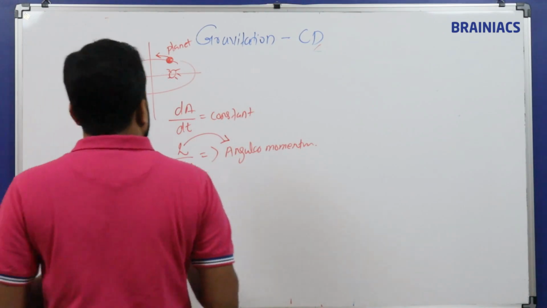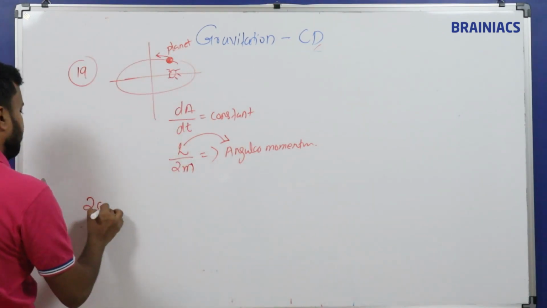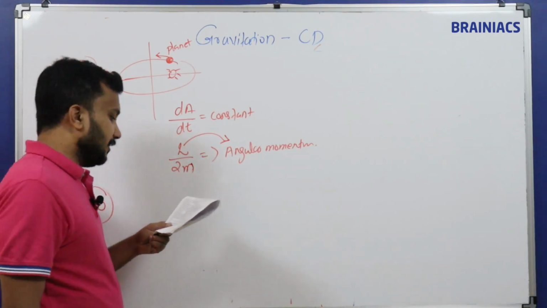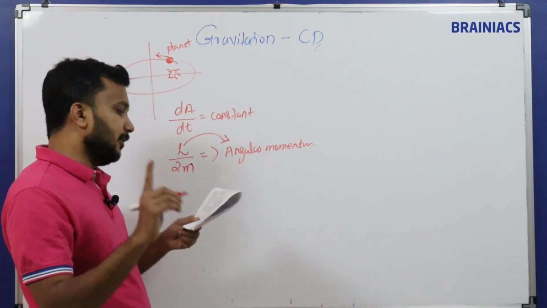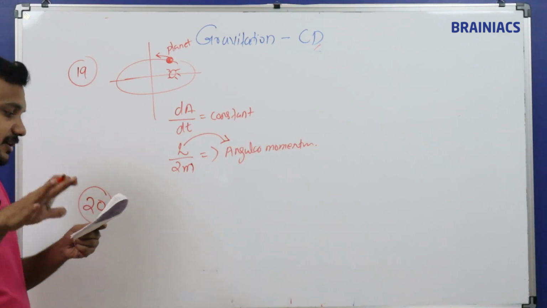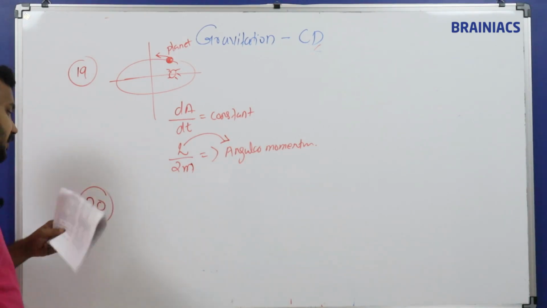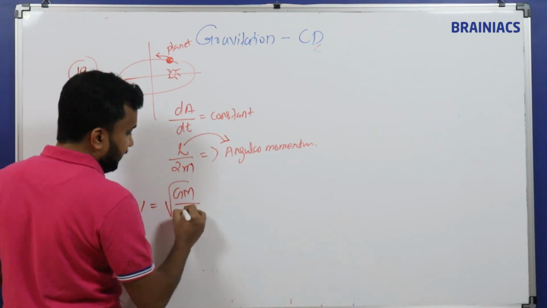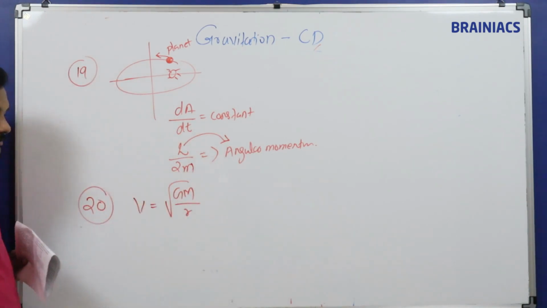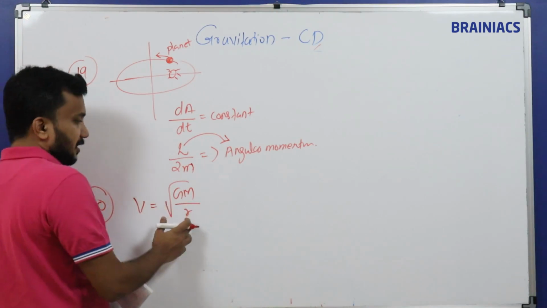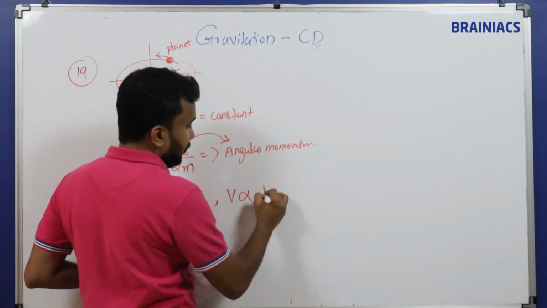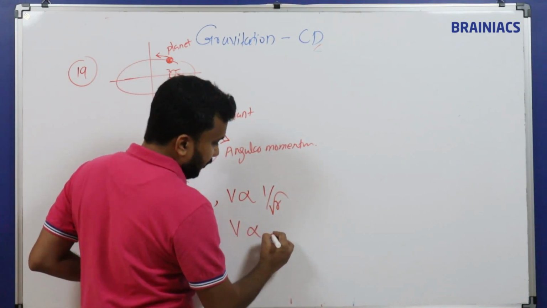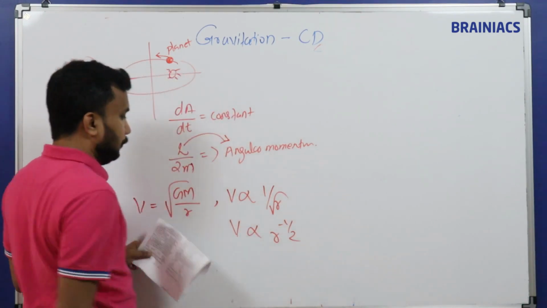Let's move to question number 20. A satellite is moving around the earth with a speed v in a circular orbit of radius r. If the radius is decreased by 2%, then the velocity. So orbital velocity is equal to root of GM divided by its radius. If it is closer to earth, it becomes r. So I know v is proportional to 1 by root r, or I can say v is proportional to r raised to minus 1 by 2.